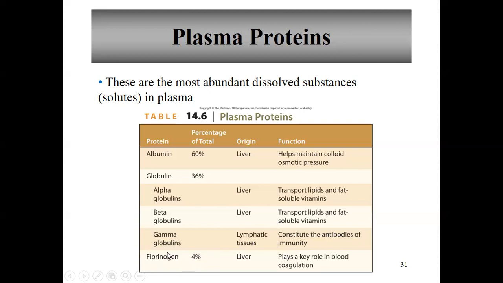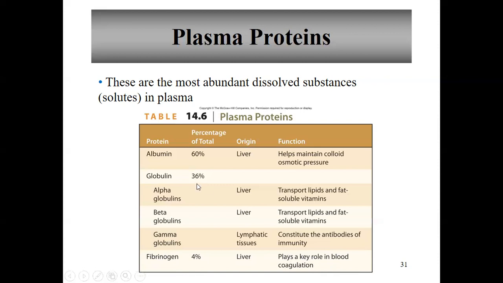And then fibrinogen, which has the smallest amount of the plasma proteins in the blood. This is also produced by the liver. This has a key role in blood coagulation. When we're talking about blood clotting or blood coagulation, it is a series of events. It's not just one thing in the body that does it. It's not just platelets. And fibrinogen has a huge role in that series of events to cause your blood to coagulate or to clot.